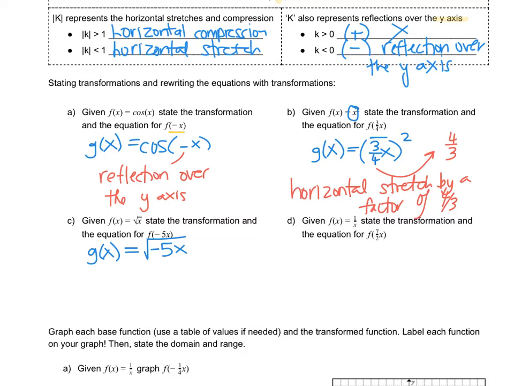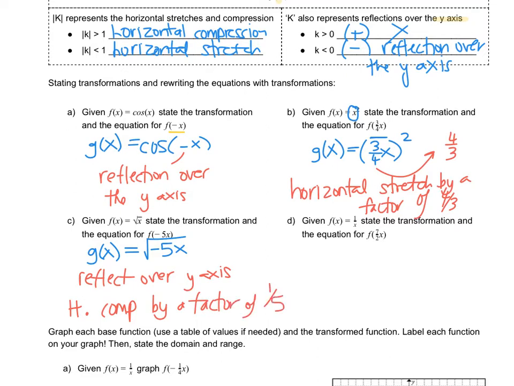So that problem is fixed when you state the domain later on. Now the transformations, we have a reflection over the y-axis, and we have a horizontal, so k is greater than 1, which means it's actually a compression. So horizontal compression by a factor of the reciprocal, which is 1 over 5. And I don't care about the negative. The negative told me the reflection piece.